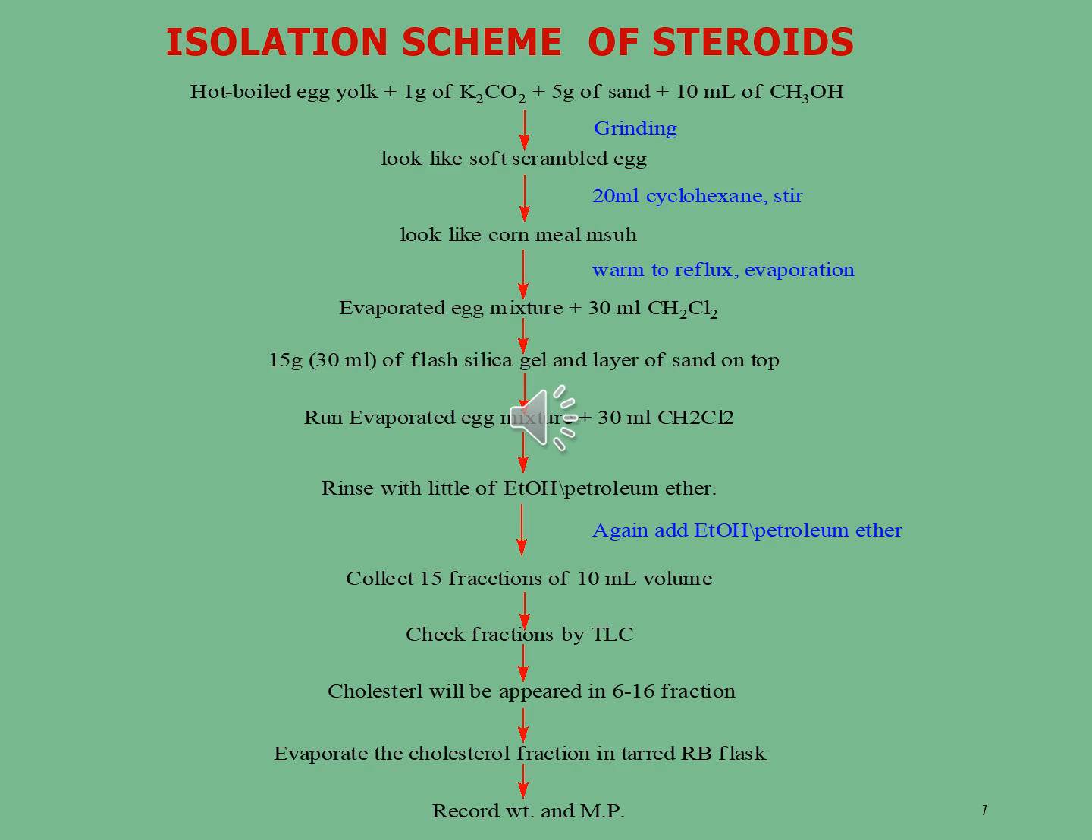Now after the evaporation of cholesterol fractions, we will get the cholesterol crystals in the round bottom flask. Now the steroid, which is in the form of cholesterol, is recorded for weight and then its melting point is taken. After that, the cholesterol is identified with the help of a specific test for the confirmation of the steroid molecules. So this is the specific method for the isolation, purification and identification of steroid natural products.